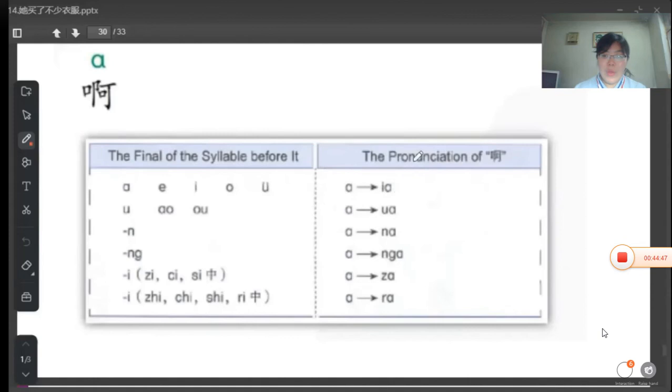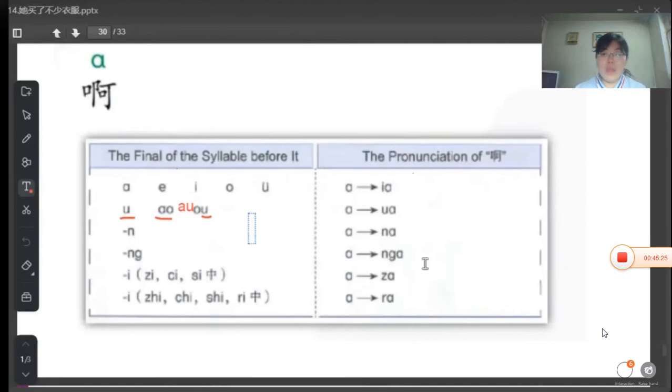Actually, we learned all of these before. So we read it as wa. And if the final of the syllable before 啊 is n, we read 啊 as na. If it is ng, we read 啊 as nga.